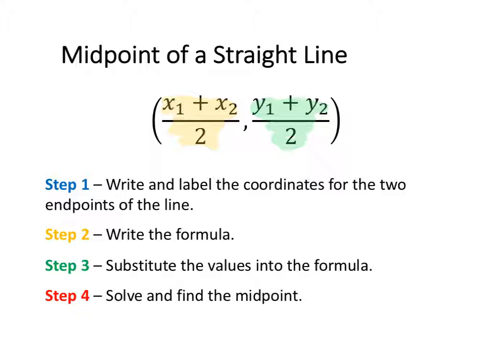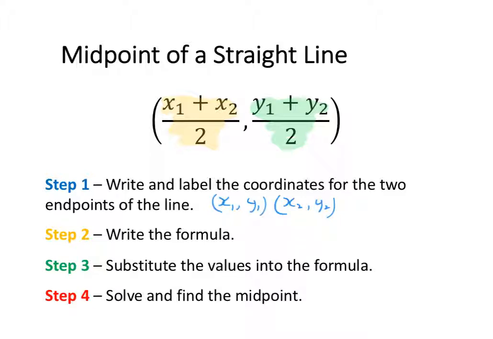Now, to use the formula, we follow a series of 4 steps. The first step is to write and label the coordinates for the 2 endpoints of the line. When we label the coordinates, it is going to be x1, y1 as the first set of coordinates and x2, y2 as the second. That's exactly the same as when we find the distance between 2 points and calculate the gradient. The next step is to write the formula. The third step is to substitute in the values from our labeled coordinates into the formula. And then the last step is to solve and find the midpoint location.